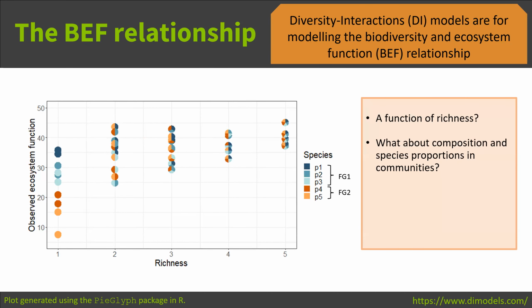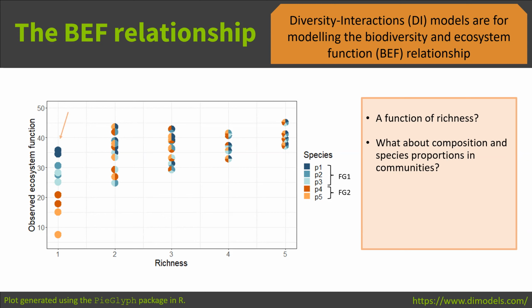In this version of the scatter plot, the initial proportions of the species from each plot are shown in the pie glyphs. There are 5 species in the species pool, and species 1, 2, and 3 have come from the same functional group. Let's call that FG1, while species 4 and 5 come from a second functional group called FG2.